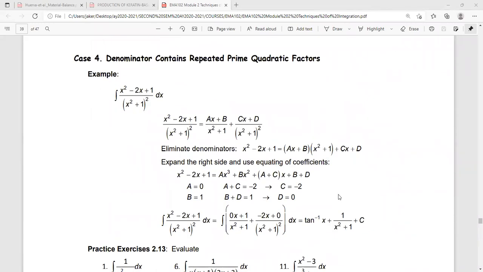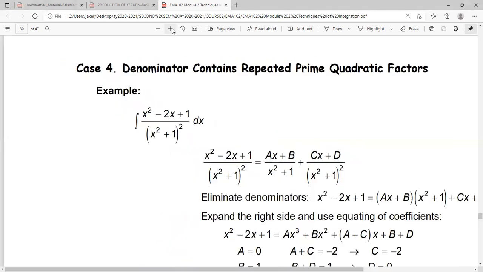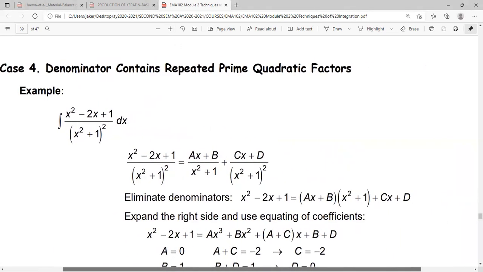Okay. I hope you can see case 4 under method of partial fractions. I did not include it anymore in the PowerPoint presentation because it's just an extension, as I've said, or the merging of the two principles in case 2 and in case 3. So this is a case wherein your quadratic factor is being repeated. You can see this is quadratic. This is irreducible already. You cannot have it factored to make it even simpler.